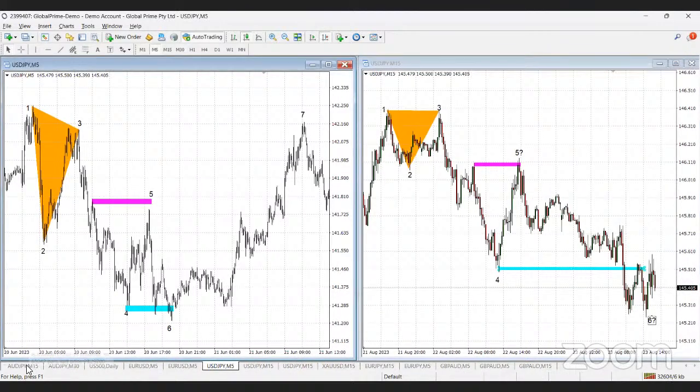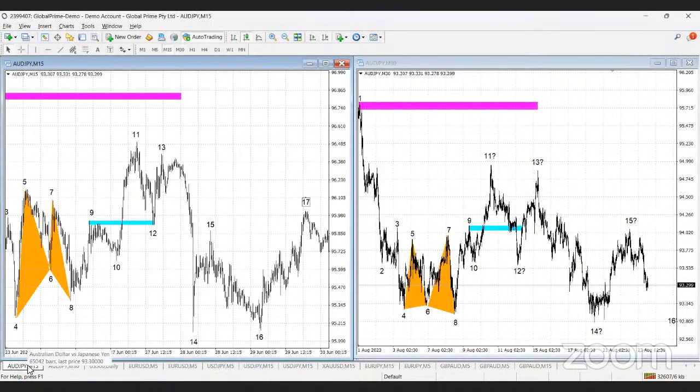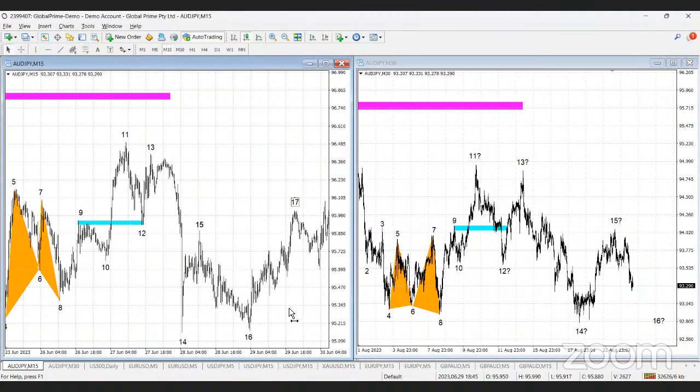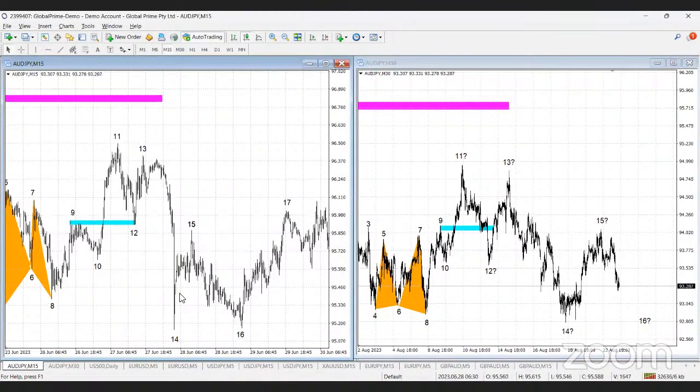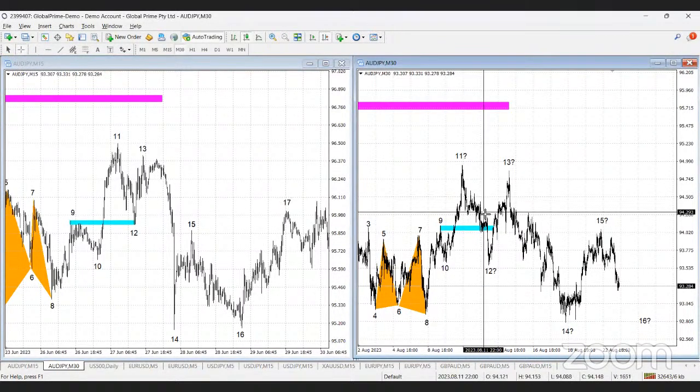Next thing we were looking at was Aussie yen. We can see we got that move up to 15, and now we're coming back down to 16, where I'm going to look for a move up to 17. So Aussie yen still holding. Again, we've been looking at this together on the stream since I think about August 11th.